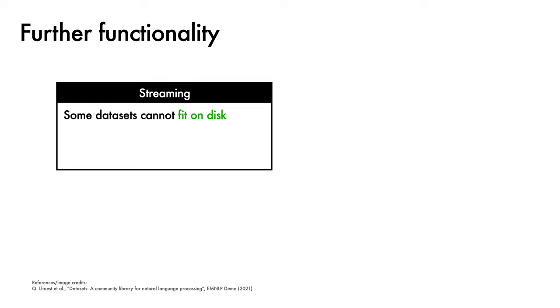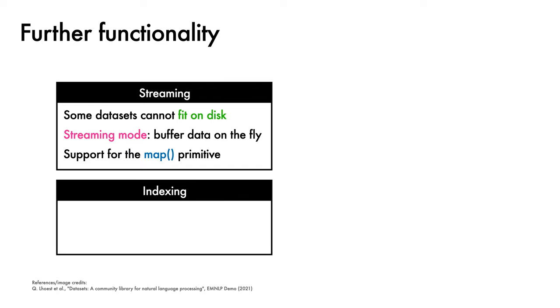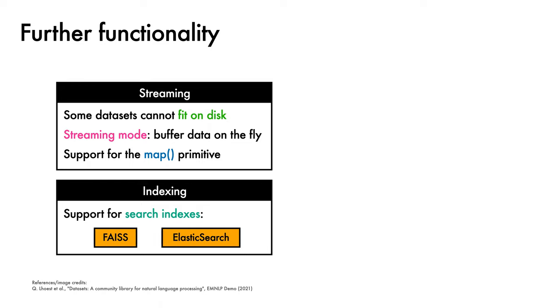The library also offers further functionality. Some datasets are very big and cannot fit on disk. These can be processed in streaming mode, which buffers the data on the fly, while still supporting the map primitive, which is applied over streamed batches. To enable fast lookups over the data, the library supports search index construction with both FAISS for efficient approximate nearest neighbors over embeddings and Elasticsearch for retrieval over documents.